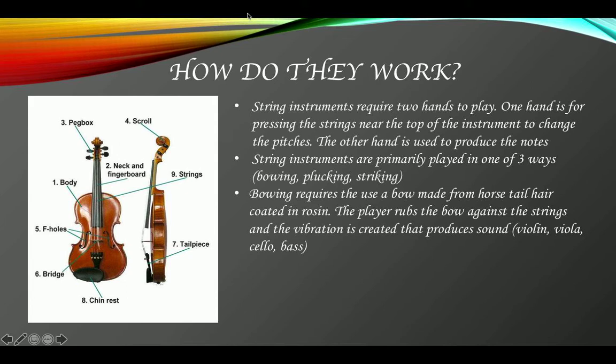It's coated, the rosin helps to stop the strings on the bow from ripping up. So what happens is the player rubs the bow against the strings, it creates a vibration, produces the sound. Those are pretty much all instruments in the violin family. So that's the violin, the viola, the cello, and the bass.